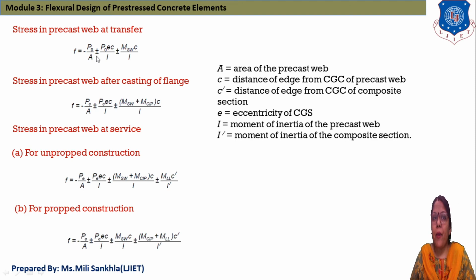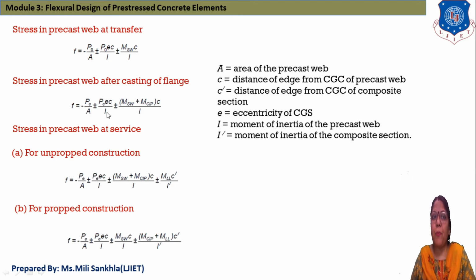P0 by A plus or minus P0 e C by I, and plus or minus M_SW C by I. Now second is stress in the precast web after casting of flange: f is equal to minus Pe by A. Here we take positive also, because here I take compressive as negative, but compressive we can take positive also. The sign convention will be changed.